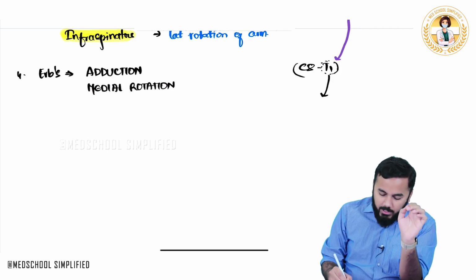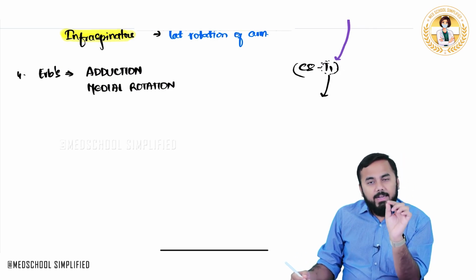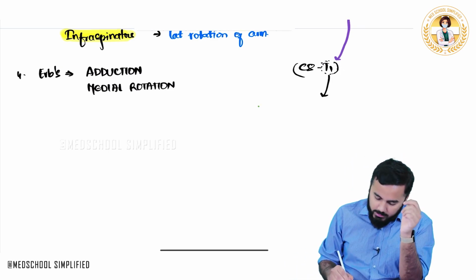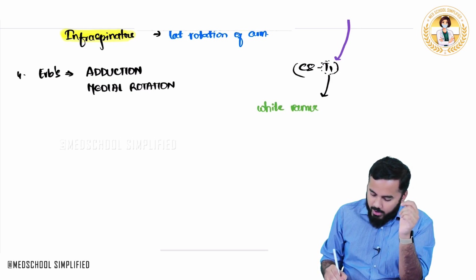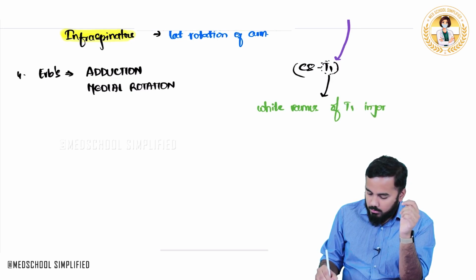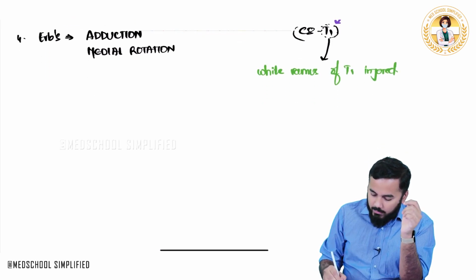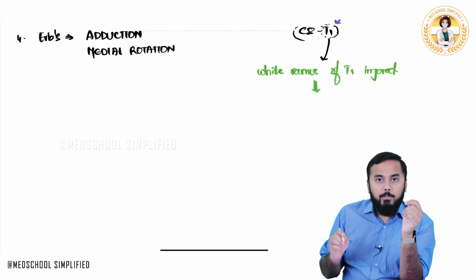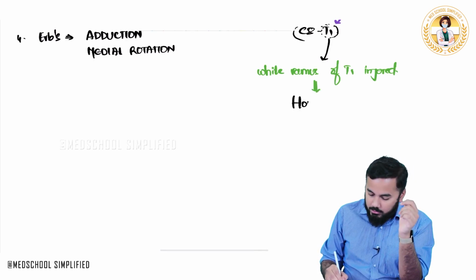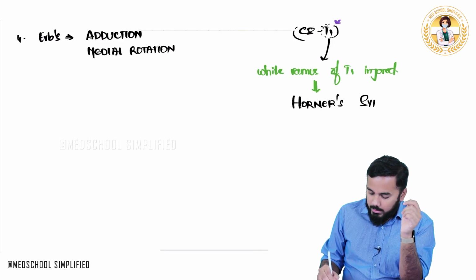For example, if the white ramus of T1 is injured, this would lead to a problem, and that is called Horner syndrome.